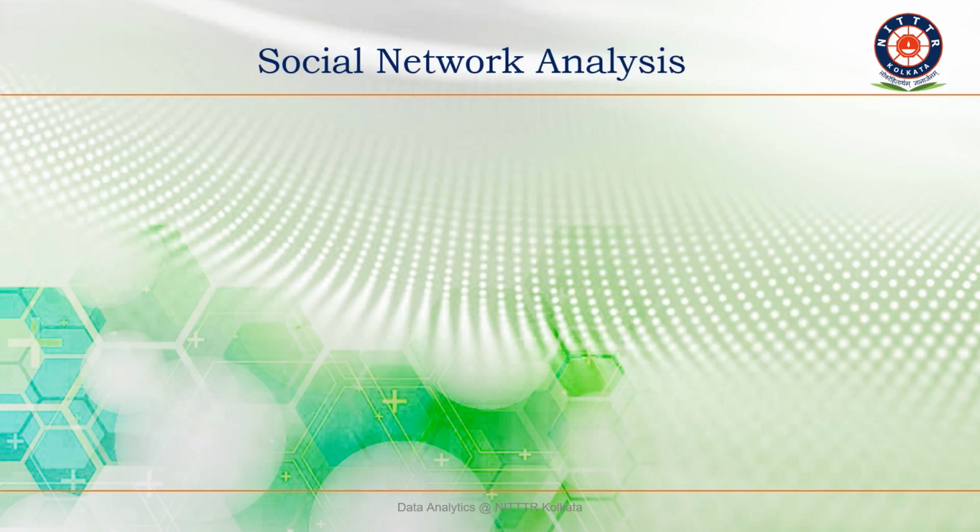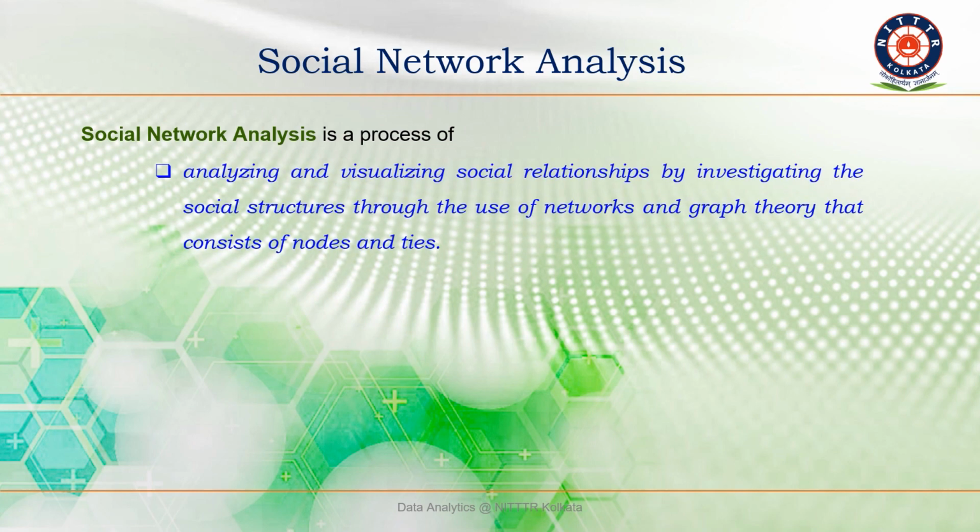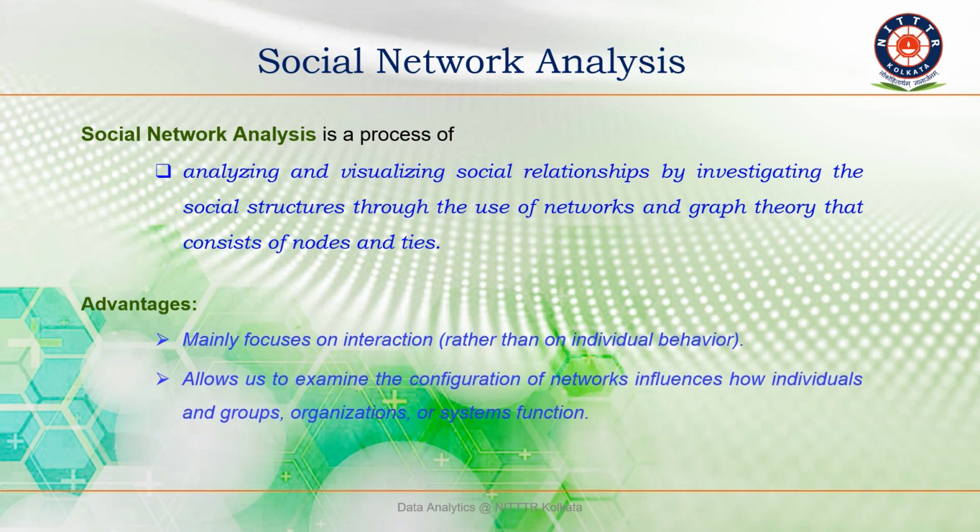By definition, social network analysis is a process of analyzing and visualizing social relationships by investigating the social structures through the use of networks and graph theory that consists of nodes and ties. It has several advantages. It mainly focuses on interaction rather than on individual behavior. Then it allows us to examine how the configuration of networks influences how individuals, groups, organizations and systems function.